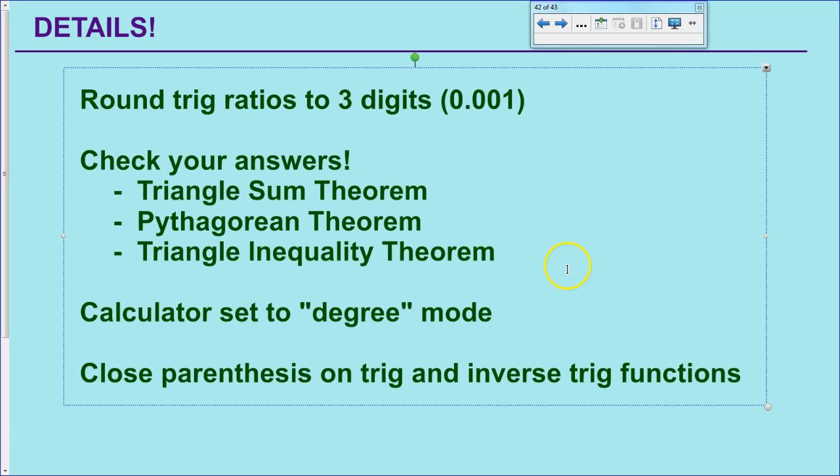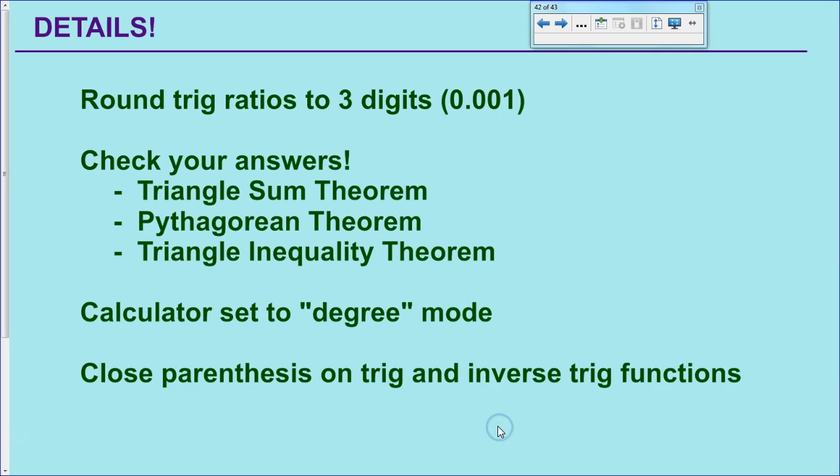Check your answers. Triangle sum theorem, I just showed you how to do that. Pythagorean theorem, I just showed you how to do that, or just referenced how you would do that. And the triangle inequality theorem, which simply states that the sum of any two sides of a triangle has to be larger than the third. Just make sure that that's true if you ever solve a triangle for all of its lengths.